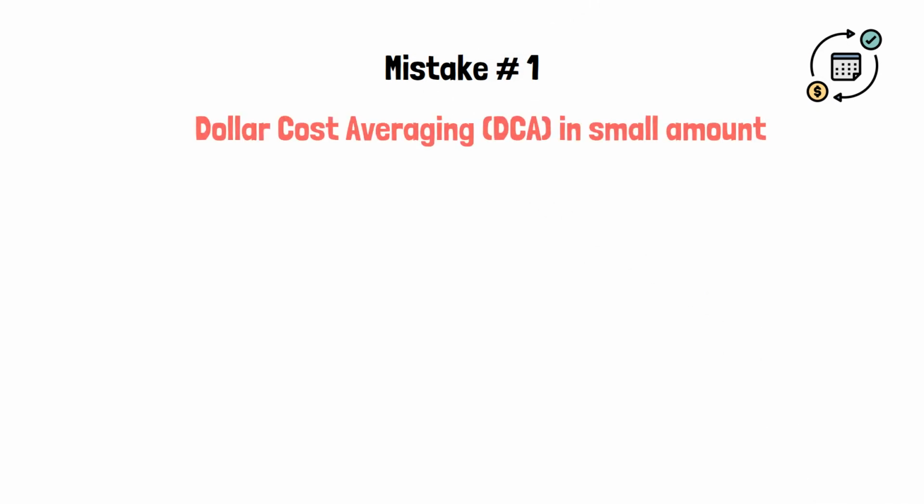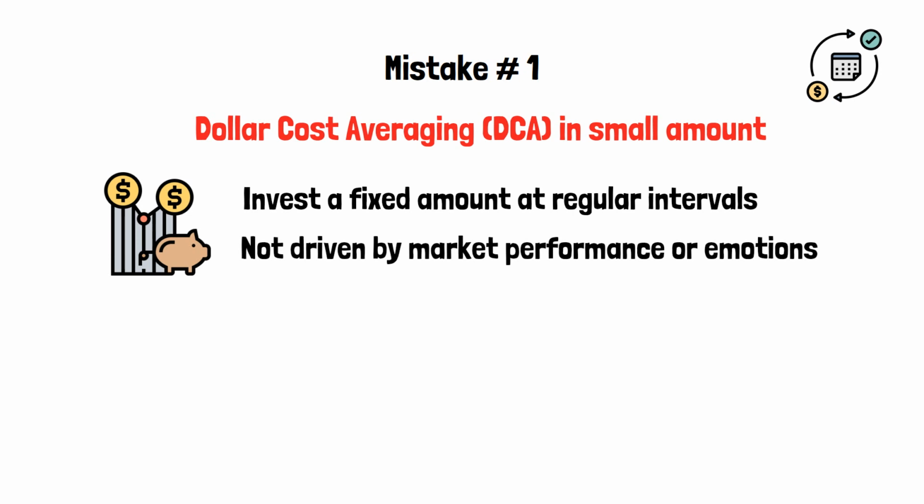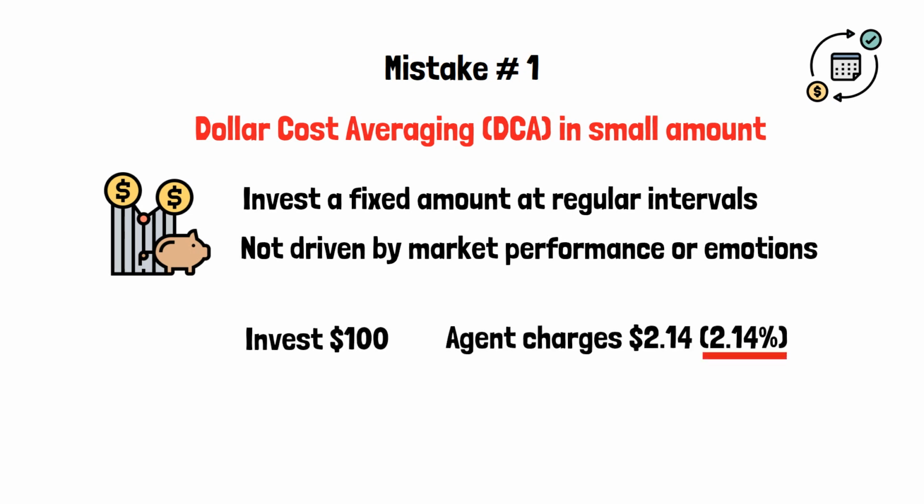This brings me to my first mistake, which is dollar cost averaging, DCA, in small amounts. Dollar cost averaging is buying a fixed amount at fixed regular intervals. For example, it can be every month or every 3 months, etc., so that we can take our emotions off the market as it peaks and troughs. Since we know that there will be a $2.14 charge every time we make a buy order using CPFIS, it will not be cost effective to DCA at $100 each time, as it will be 2.14% of the investment amount. In other words, my investment is down 2.14% right from the start.